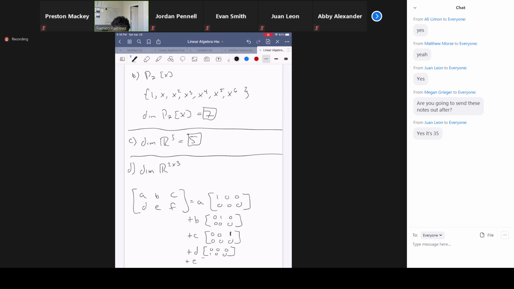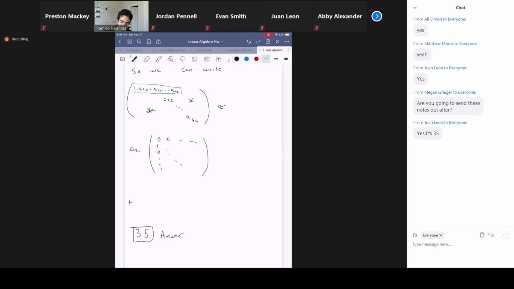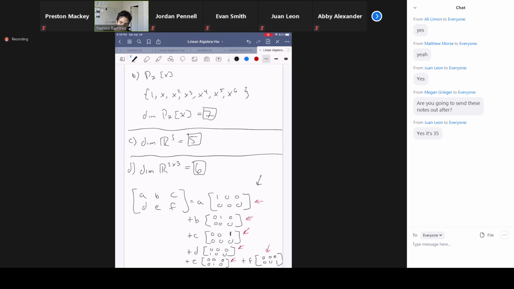plus E times 0, 0, 0, 0, 1, 0 and then plus F, which is 0, 0, 0, 0, 0, 1. So how many basis elements? There's 1, 2, 3, 4, 5, and 6, so this is going to be dimension 6. Basically, what I was trying to do with the first problem was write this ugly thing like this, and it turned out you had to do it with 35 different ones. So that's why the dimension would have to be 35.